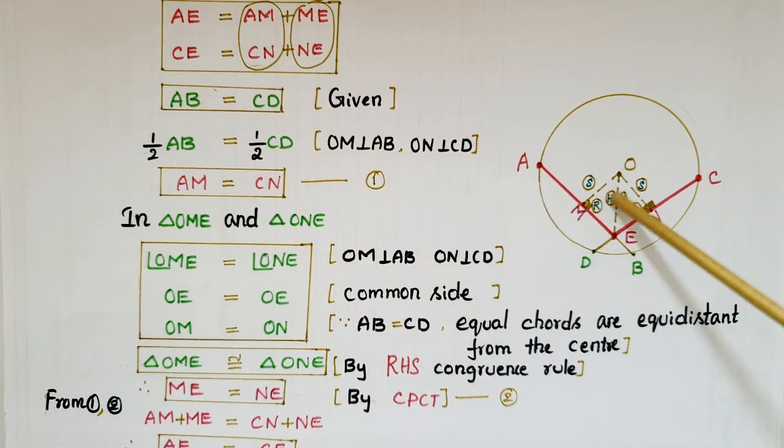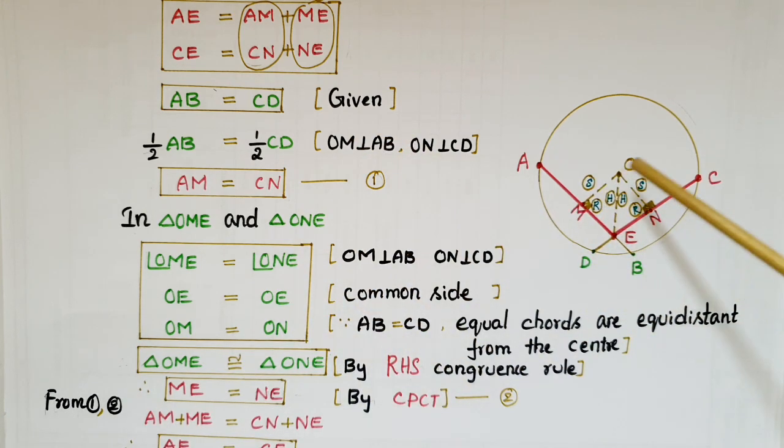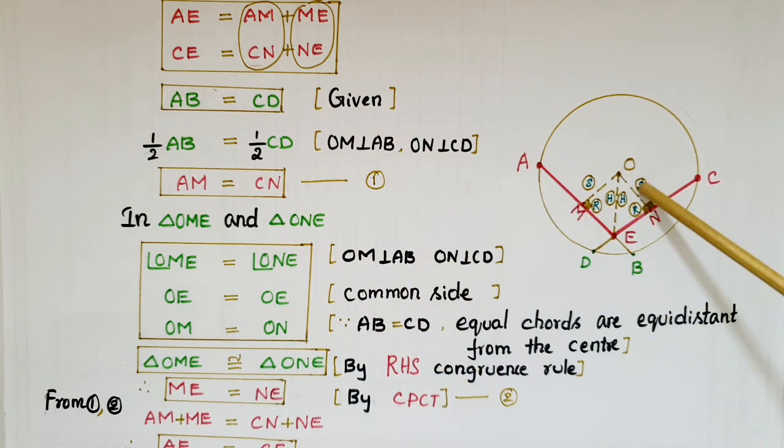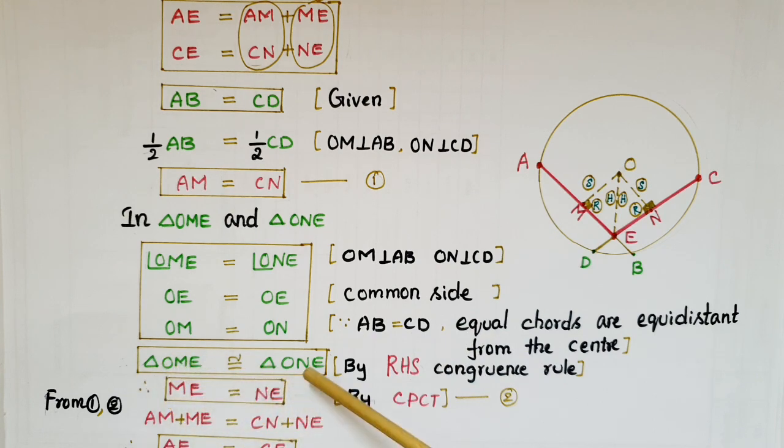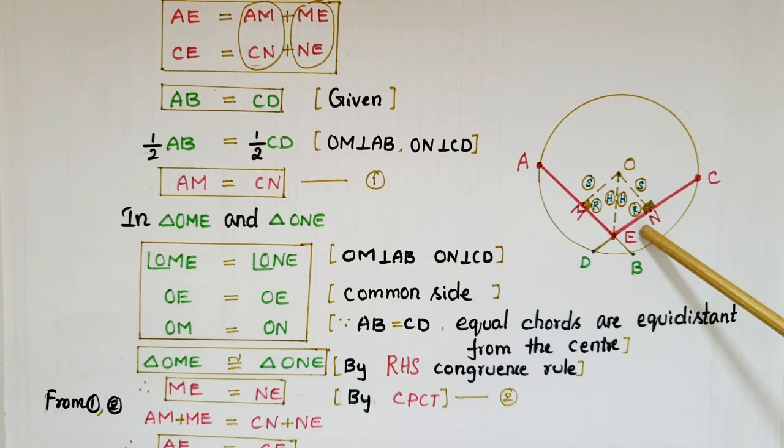So the right angle, hypotenuse and side of this triangle are equal to the right angle, hypotenuse and side of this triangle. So we can say these two triangles are congruent by the RHS congruence rule. Therefore triangle OME is congruent to triangle ONE. Once these two triangles are congruent, the corresponding parts of these two triangles are equal. Therefore ME is equal to EN by CPCT. This is the second equation.